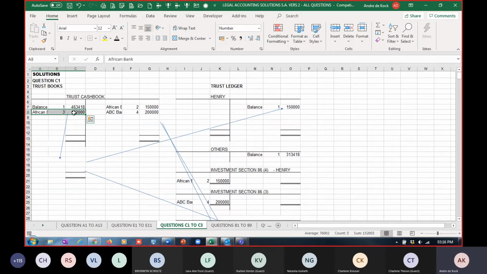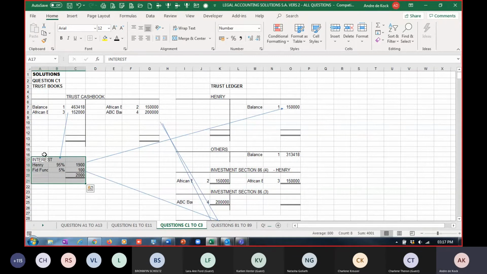Now that 152 is made up of two elements. It is made up of the 150 that I invested initially, plus 2,000 rands of interest. Okay, so now just as we did with input VAT, we split post. I'm split posting this. 150, I'm bringing, because I no longer have this investment. But the 2,000, that gets split.